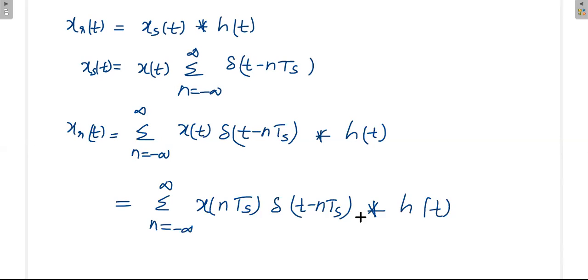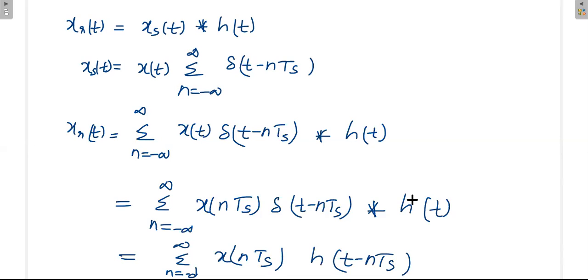Again, we can apply the convolution operation here. Convolution of the impulse with the signal h of t, so we can write this as the summation from minus infinity to plus infinity of x(nTs) h(t minus nTs). That means this delayed impulse is convolved with h of t. So this is our final xr of t.